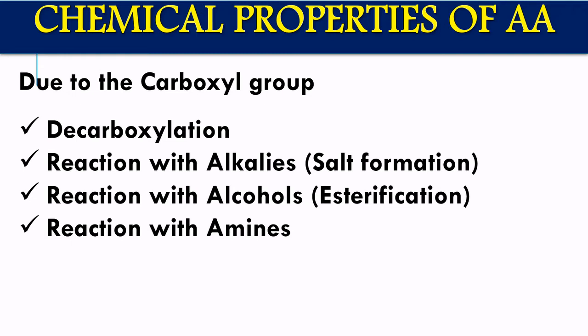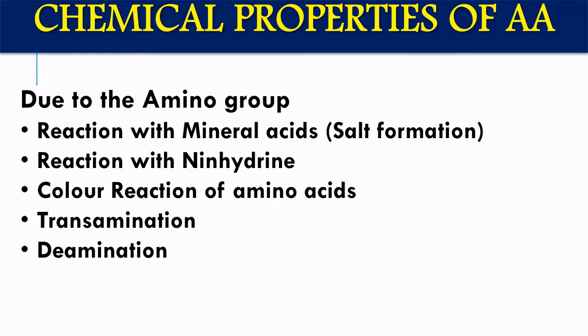Similarly, there are chemical reactions shown due to the amino groups present in the amino acids. Those chemical properties are, first, it reacts with mineral acids. There are three mineral acids: sulfuric acid, hydrochloric acid, and nitric acid, meaning HCl, H2SO4, and HNO3. All those three mineral acids react with the amino group because the amino group is an alkaline group. So acid reacts with alkali and gives us salt.